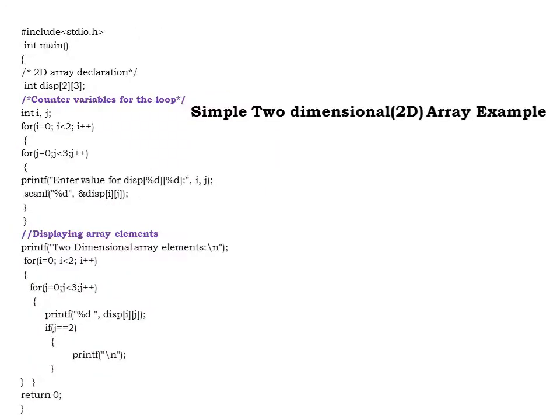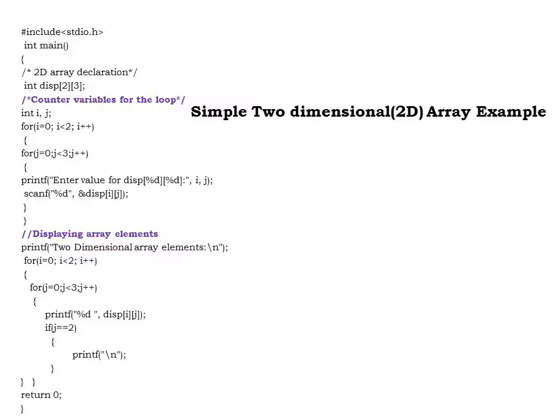So here we have another simple program which accepts the values from the user and stores them in a 2-dimensional array, and the latter part of the code displays the same elements that are stored inside the array. So here inside the main function we have declared a 2-dimensional array. The array name is disp with 2 rows and 3 columns. So the total elements that will be stored inside this 2-dimensional array is 6.